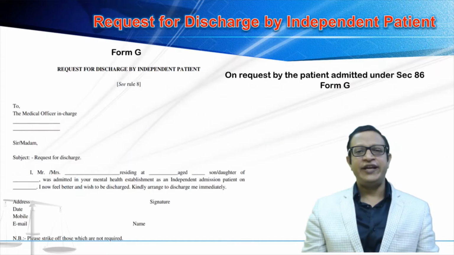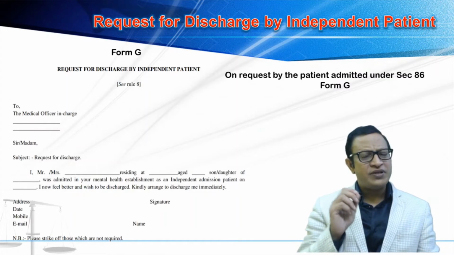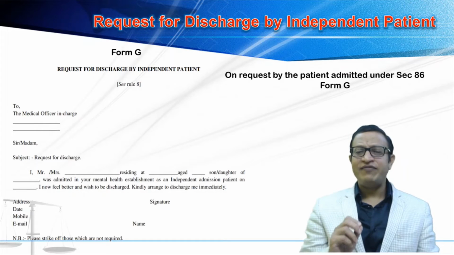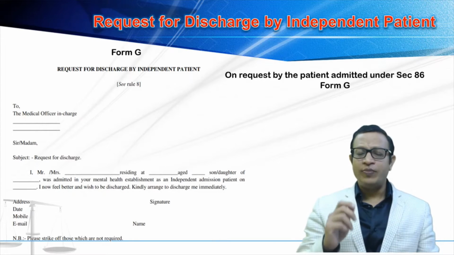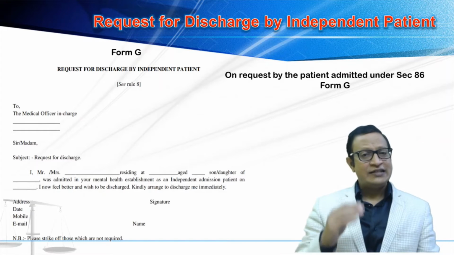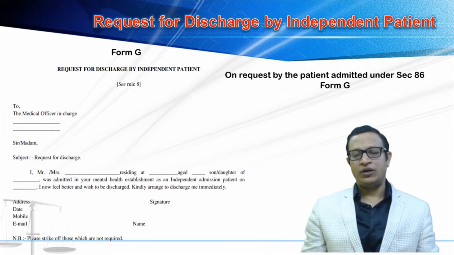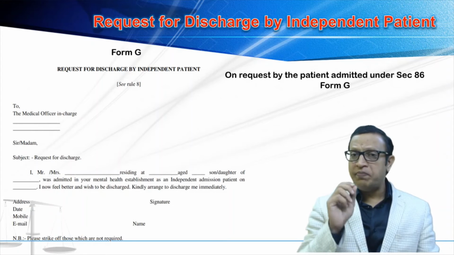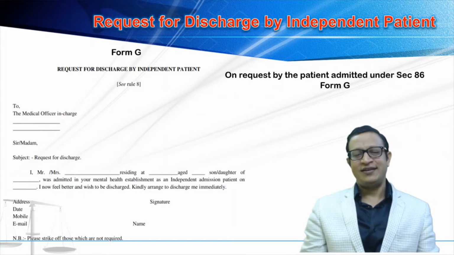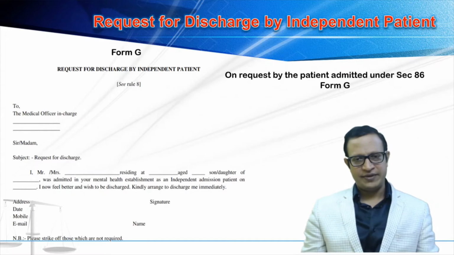Coming to Section 88, when a person wants to take discharge, that is an independent patient, Form G will be filled by the patient and handed over to the medical officer in charge. This is how this form looks. And these forms should be made available free of cost to persons with mental illness inside the mental health establishment.